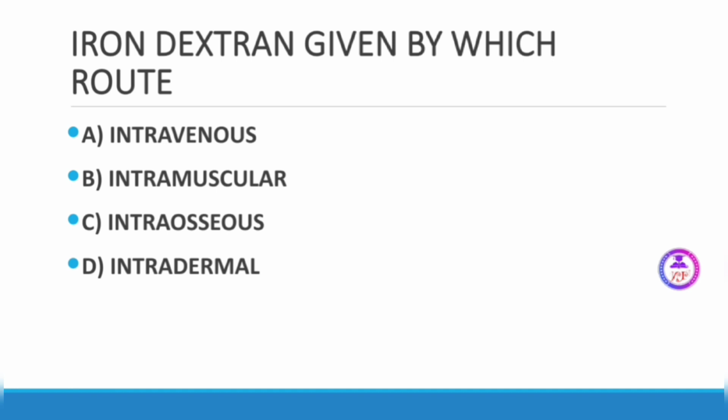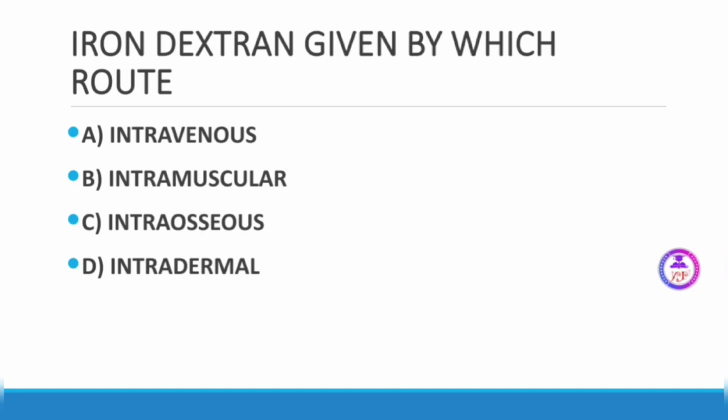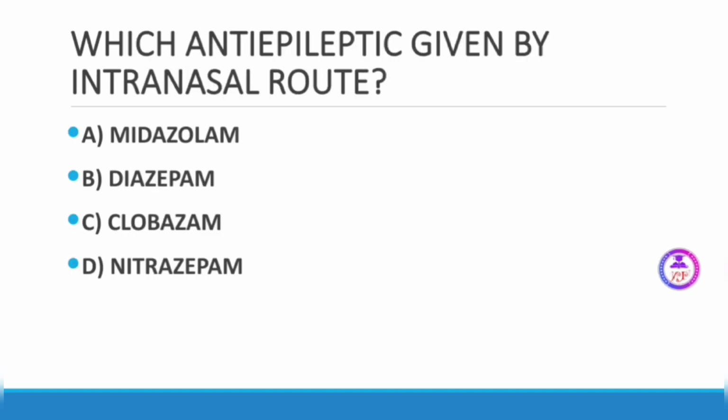Iron dextran given by which route? Option intravenous, intramuscular, intraosseous, intradermal. Here the answer is intramuscular. See, iron dextran is always given intramuscular.